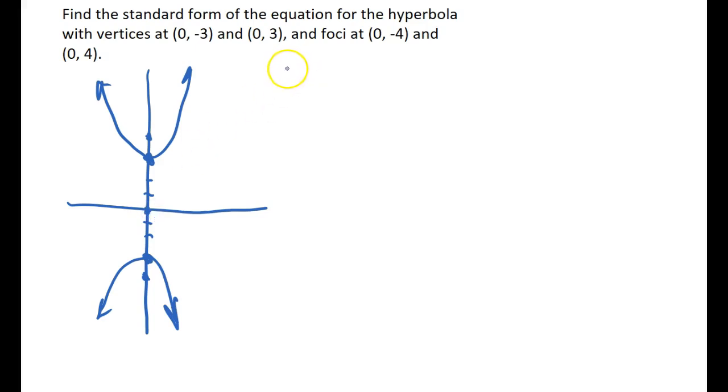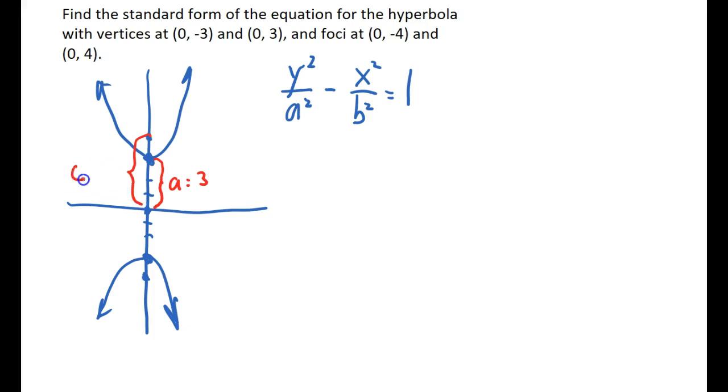So we are in the form of y squared over a squared minus x squared over b squared equals 1. How do I know that y squared comes first? Because the hyperbola is going vertically. Okay, well, the distance from the vertex to the center is a. In this case, that's 3. And the distance from the focus to the center is c. In this case, that's 4.